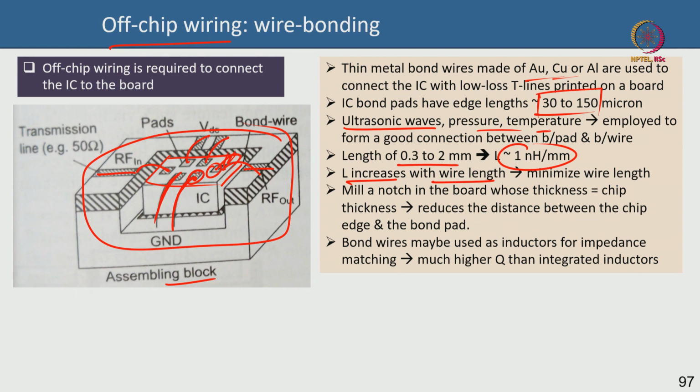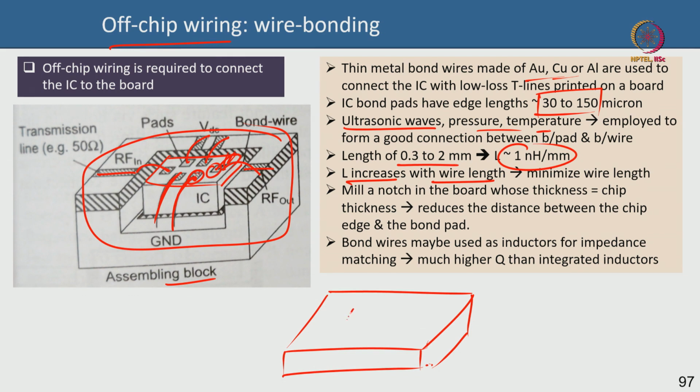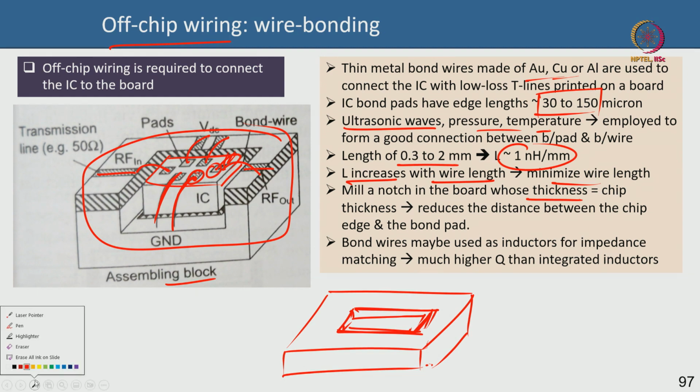Okay, typically when you have a substrate board like that, an RF board like that, you create a notch here, like a trench or a small depth here, where the depth of this notch that you create is exactly the thickness of the chip or the die that you are going to put. So once you put the die over there, it fits exactly in that notch, and so it's in the same plane as the top plane. So the distance of the wire and the chip edge reduces.